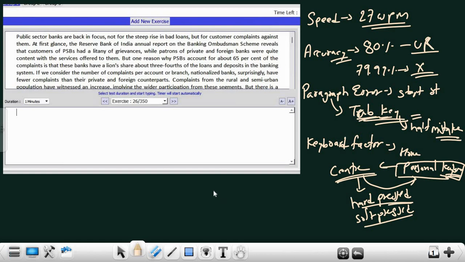And the last and important one is handling the pressure, because the pressure will be inversely proportional to your accuracy. That means if the pressure increases, then your accuracy will decrease. I mean, there is a chance of you committing more mistakes under pressure. So try to have a calm mind while typing during the examination.